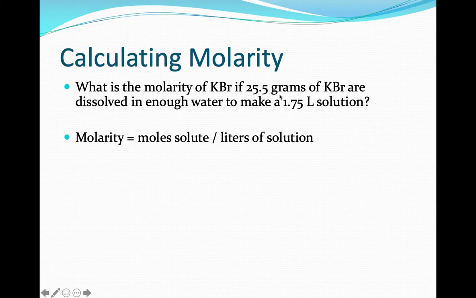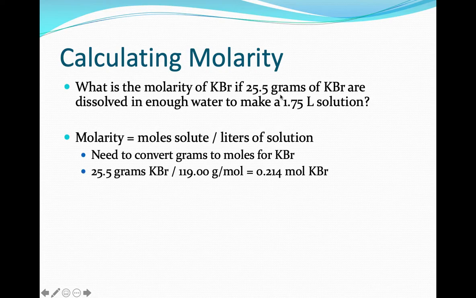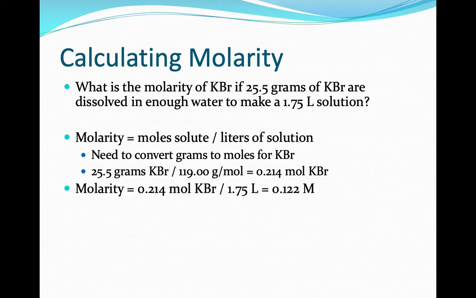Right? We don't have moles specifically, but we do have grams. So at this point, we should be pretty comfortable converting grams into moles. So we can take the grams of KBr divided by its molar mass of about 119 grams per mole, and we can figure out how many moles of potassium bromide are in this solution. Then we can simply take the moles of the KBr divided by our total volume, and we get a molarity. And we see in this case it's about 0.122 molar.